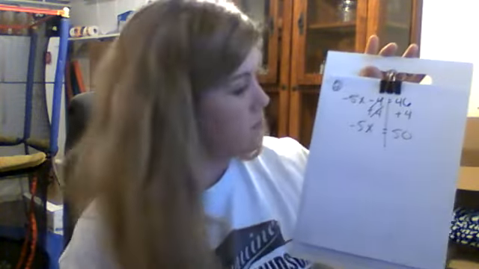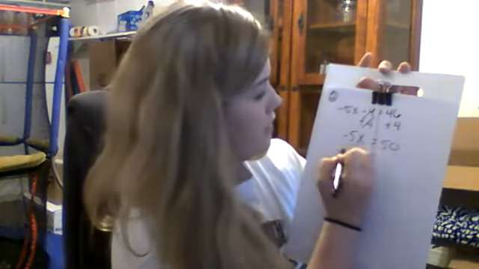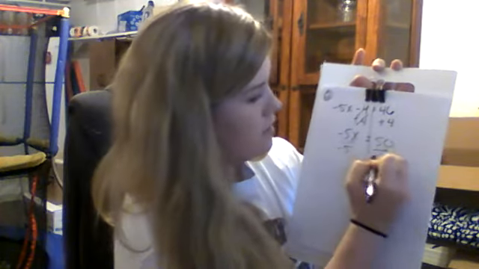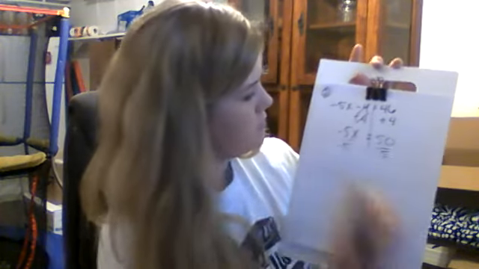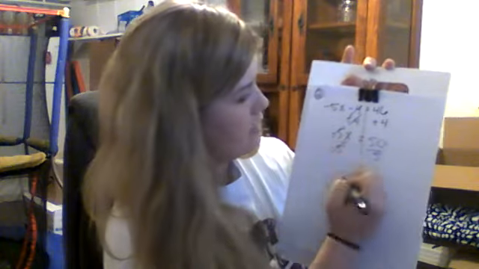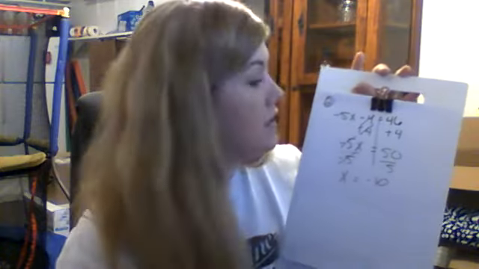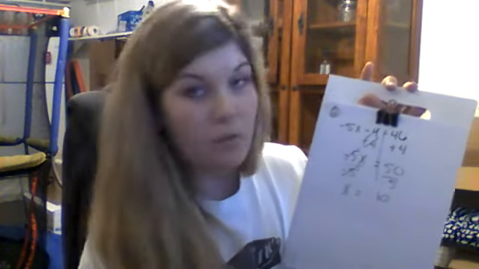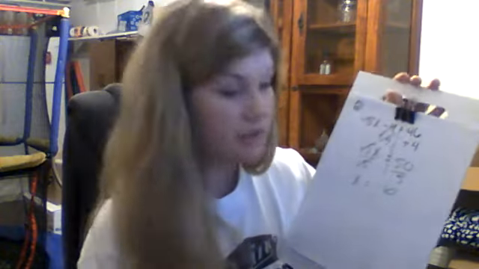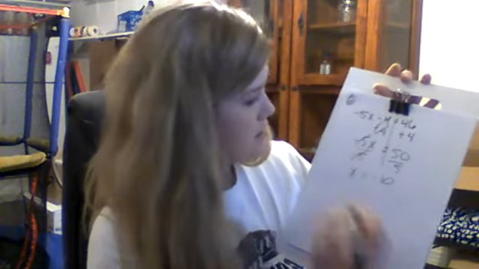Now from this point, we need to divide to get x by itself. So go ahead and divide by negative 5 on both sides. So this will cancel each other out, and we have x equals negative 10, because 5 will go into 50 10 times, and we keep our negative with our answer.